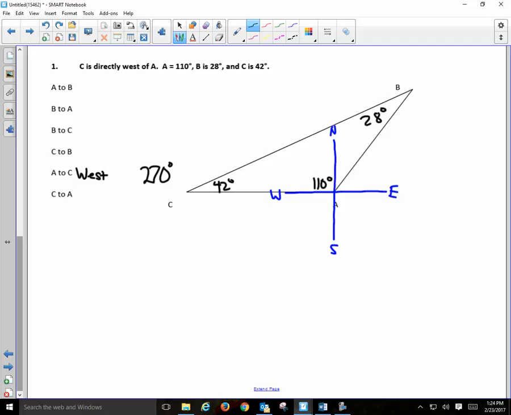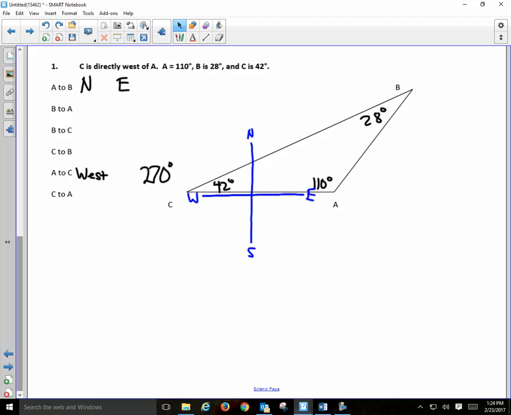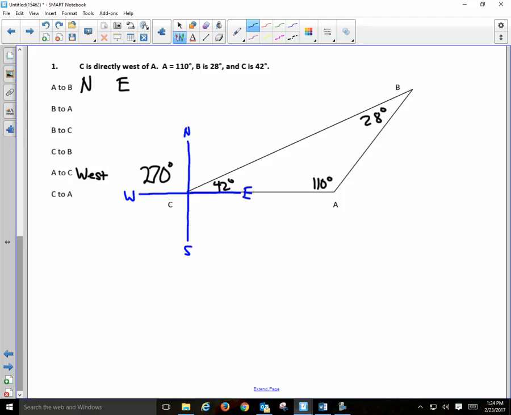Now, we're not going to give the entire answer here, but what is the general direction to get from A to B? The general direction from A to B is northeast. Now, I left a space there on purpose. Now I'm going to drag this compass over to C. We'll do the easy one. What's the bearing to get from C to A?